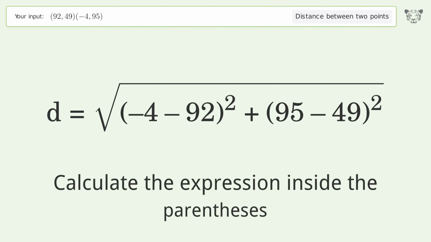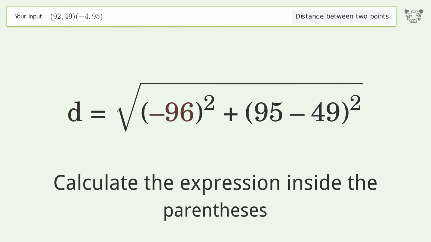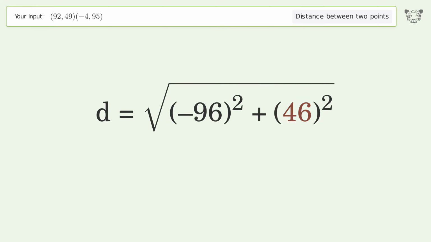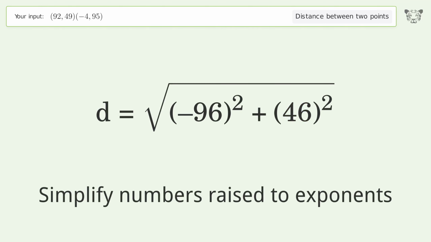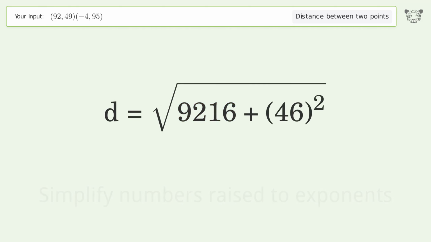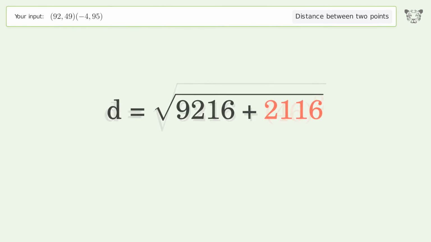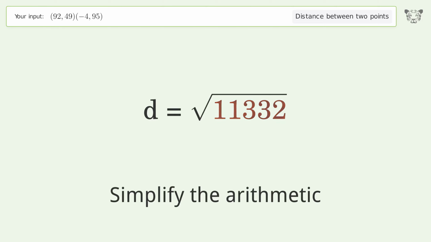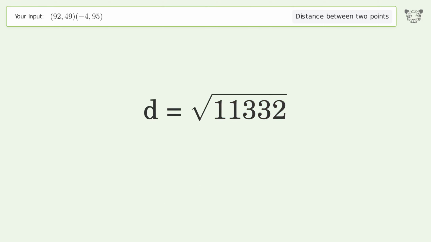Calculate the expression inside the parentheses. Simplify numbers raised to exponents. Simplify the arithmetic. And so the distance between the 2 points is the square root of 11,332, or 106.452.